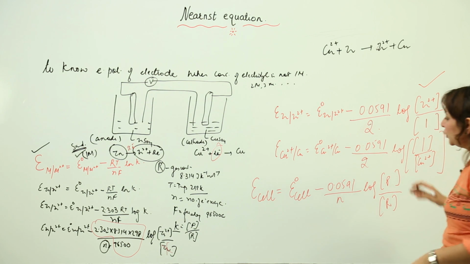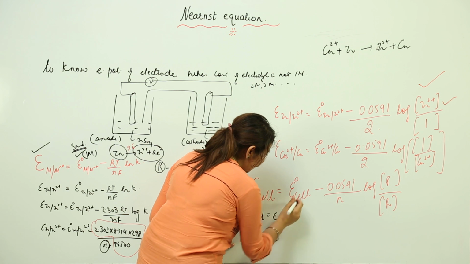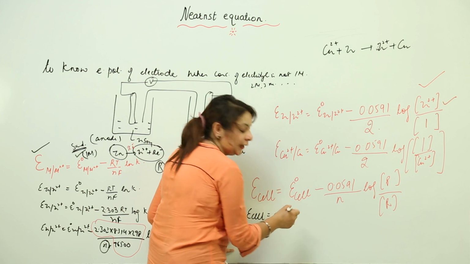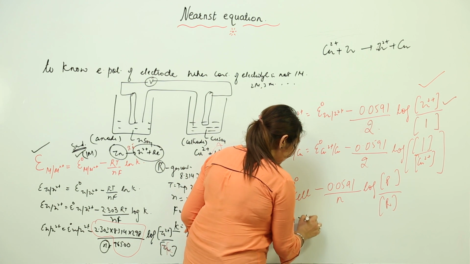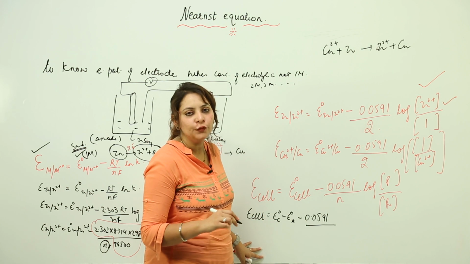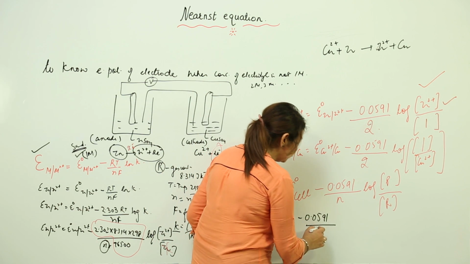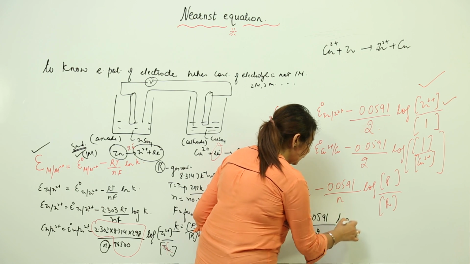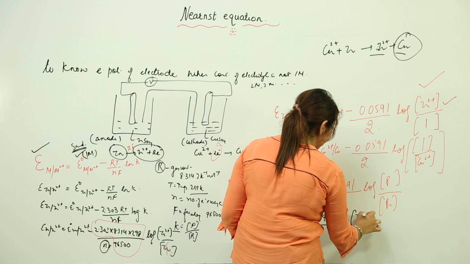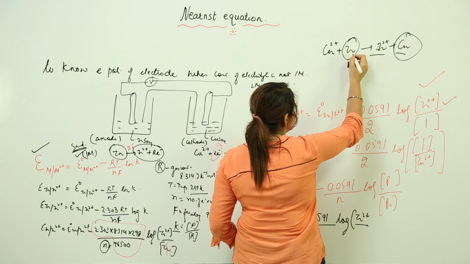So now if I substitute this value here, it becomes E cell is equal to E naught cell, which is nothing but E cathode minus E anode. I am putting this naught indicating these are standard potentials, minus 0.0591 over n. n is the total number of electrons involved. So the total number is 2 electron loss, 2 electron gain, so that means the exchange of 2 electrons. Log of product, I can neglect this factor actually, so I am left with Zn2+ divided by reactant. I can write this as 1 because it is a pure solid.